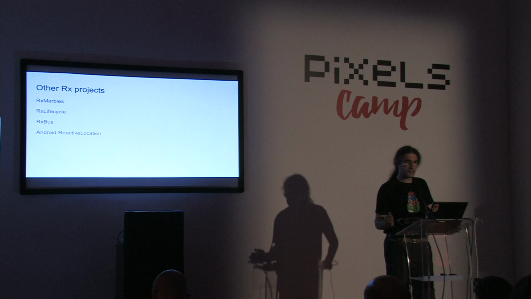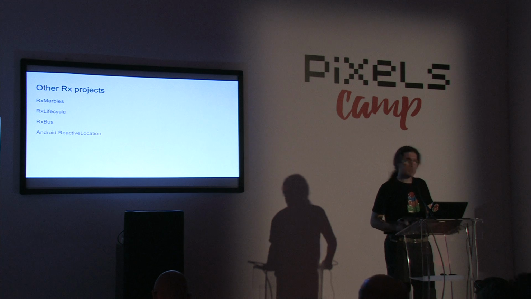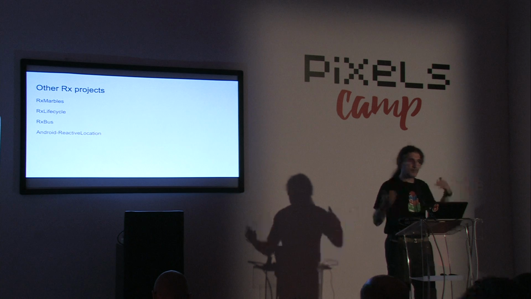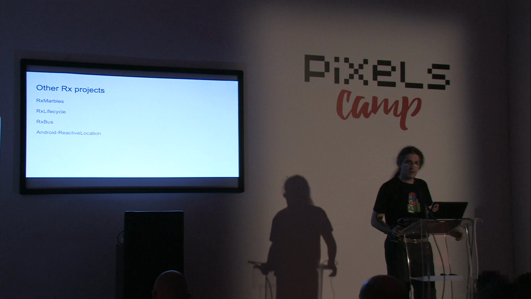RxBus, it's not a real project, but you should check it out. It's an article. It's basically saying that you don't need an event bus anymore because you can implement the same thing with Rx in half a dozen lines also. And another thing that we use a lot in our project is Android Reactive Location, because it makes it really easy to deal with location updates when they happen, in which threads. It's another worthwhile project that you should check.